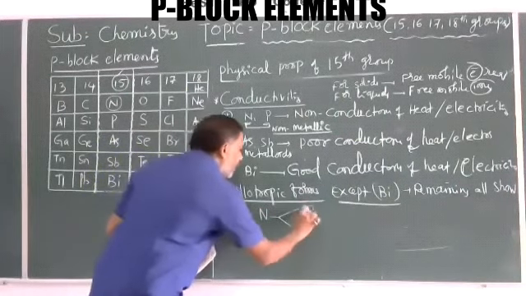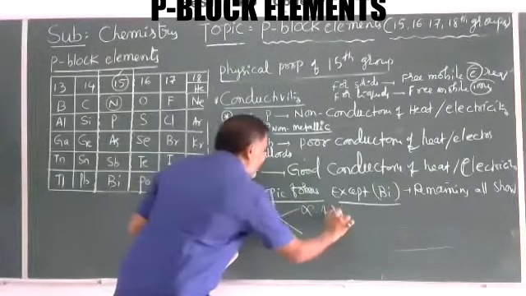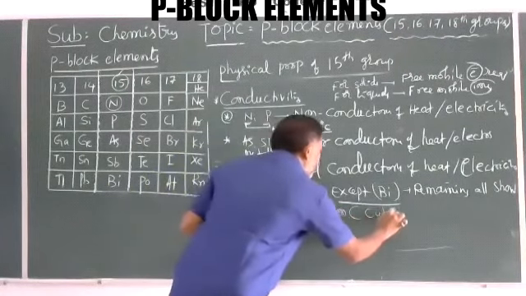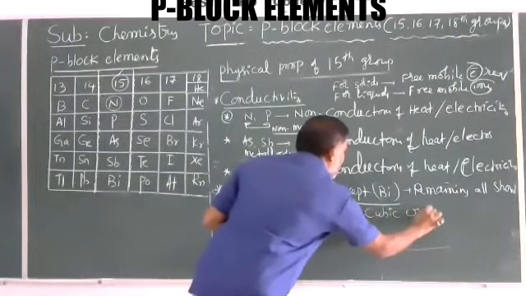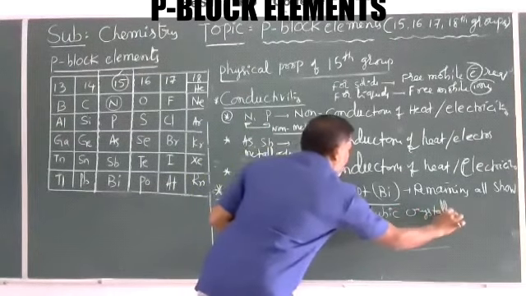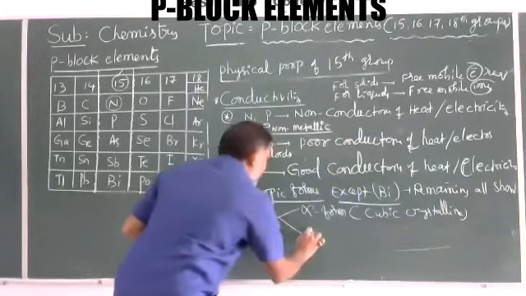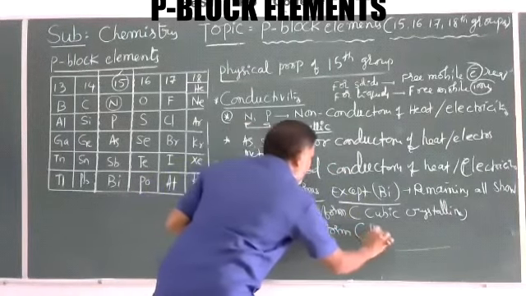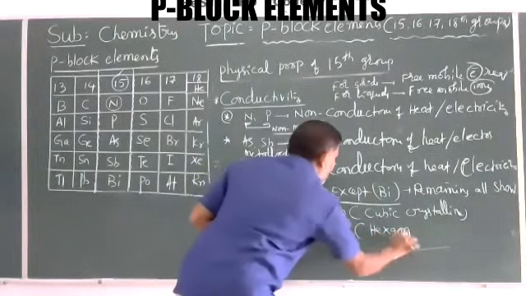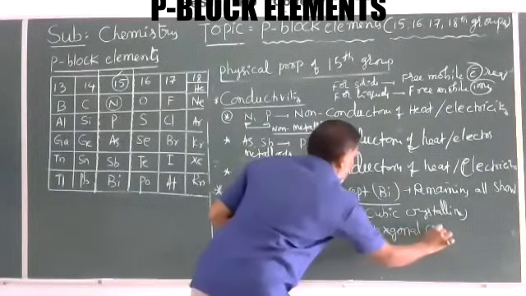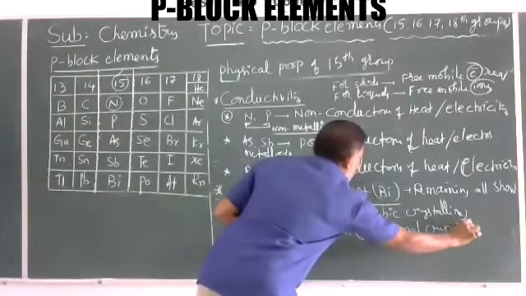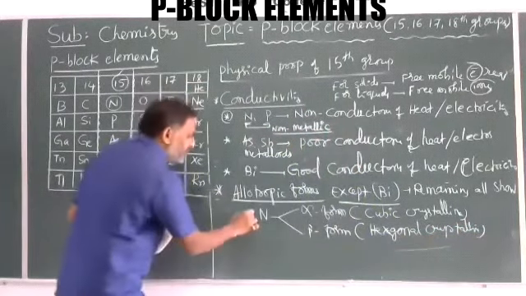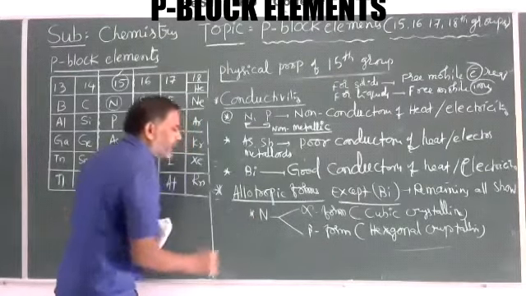They are the alpha form, alpha nitrogen, that at a low temperature exists as a cubic crystalline form. And the second one is the beta form, that is hexagonal crystalline form, crystalline solids. At one particular temperature, nitrogen exists in two allotropic forms.